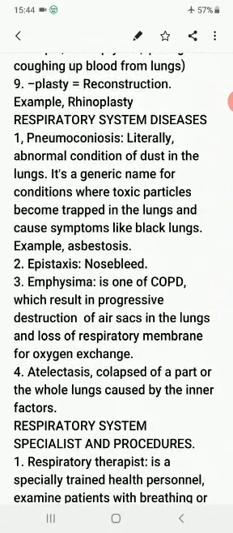Number 1, we have pneumoconiosis. Pneumoconiosis means abnormal condition of dust in the lungs. It is the generic name for conditions where toxic particles become trapped in the lungs and cause symptoms like black lungs.